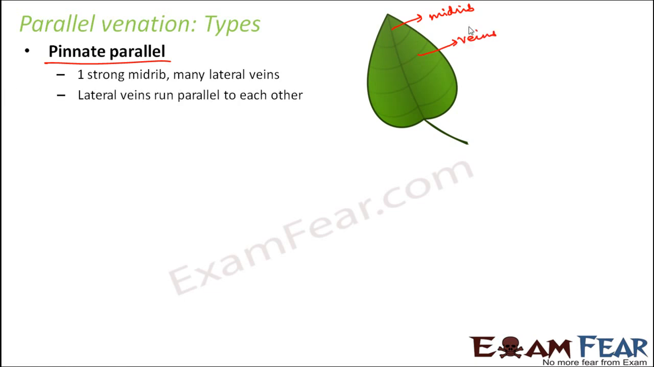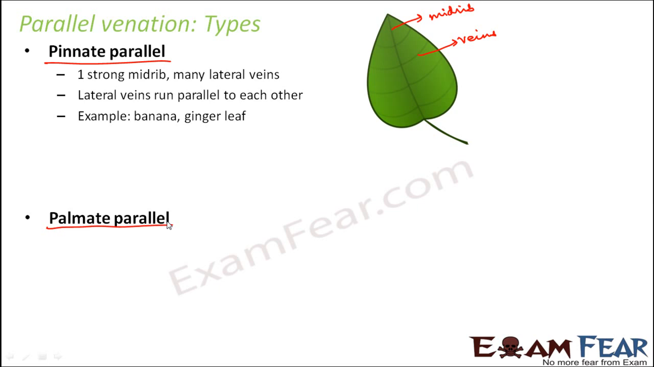So here the lateral veins run parallel to each other because it is a parallel venation. An example would be a banana leaf or a ginger leaf. Talking about palmate parallel, as I said just now, I don't think you will ever get confused.